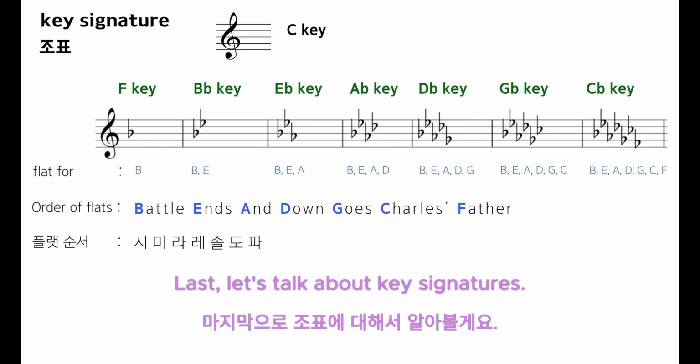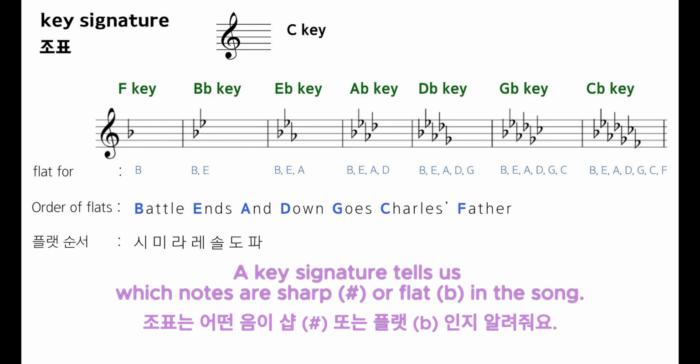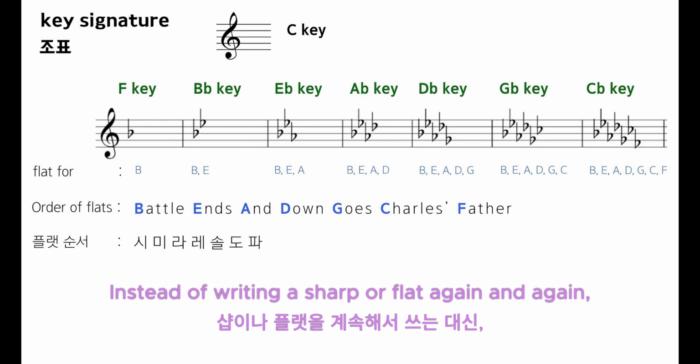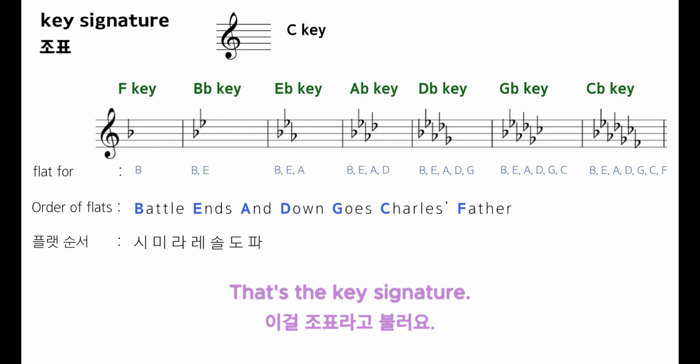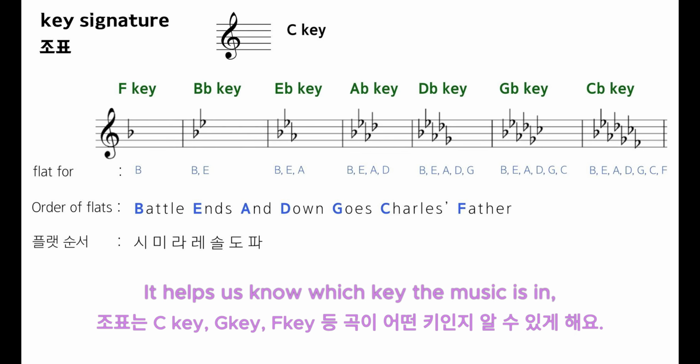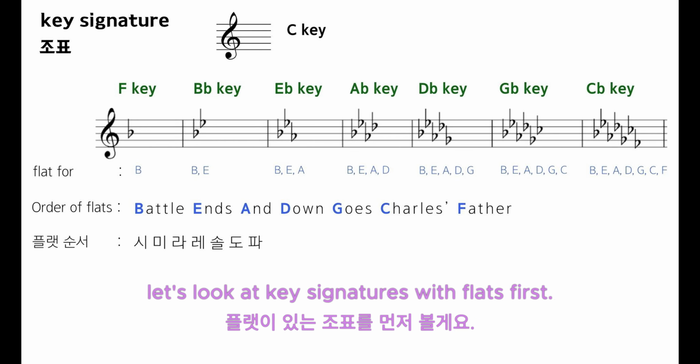And last, let's talk about key signatures. A key signature tells us which notes are sharp or flat in the song. Instead of writing a sharp or flat again and again, we put them at the beginning of the staff. That's the key signature. It helps us know which key the music is in, like C major, G major, or F major. Let's look at key signatures with flats first.